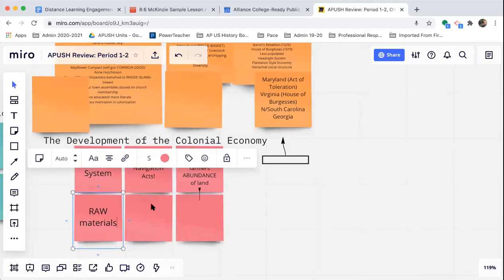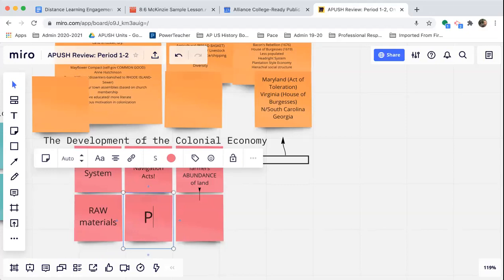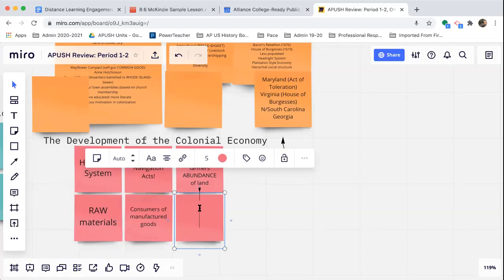What else can I add to the colonial economy? You guys got anything for me? I was going to say we could add the manufactured goods. Yeah, how about that? We'll add that, absolutely. Right, they are consumers of manufactured goods. We can also put, at least in the Chesapeake and the Deep South, the economy is built on slavery, right? And on forced labor.